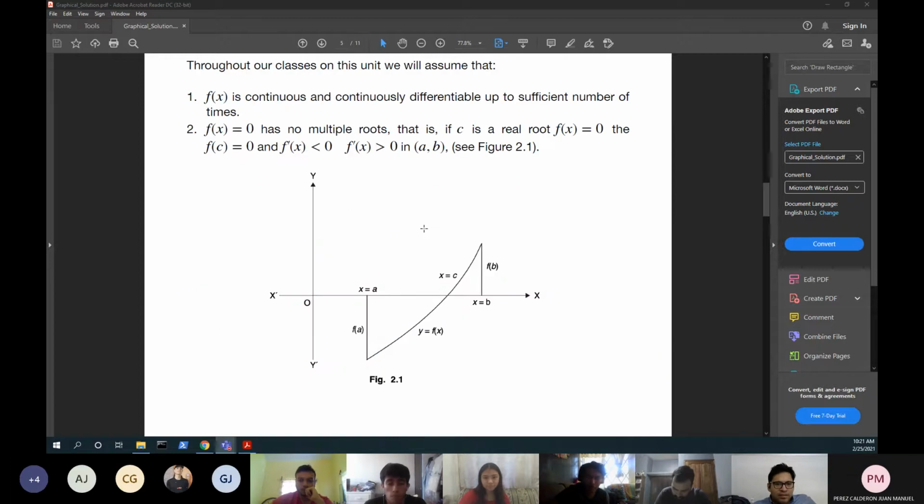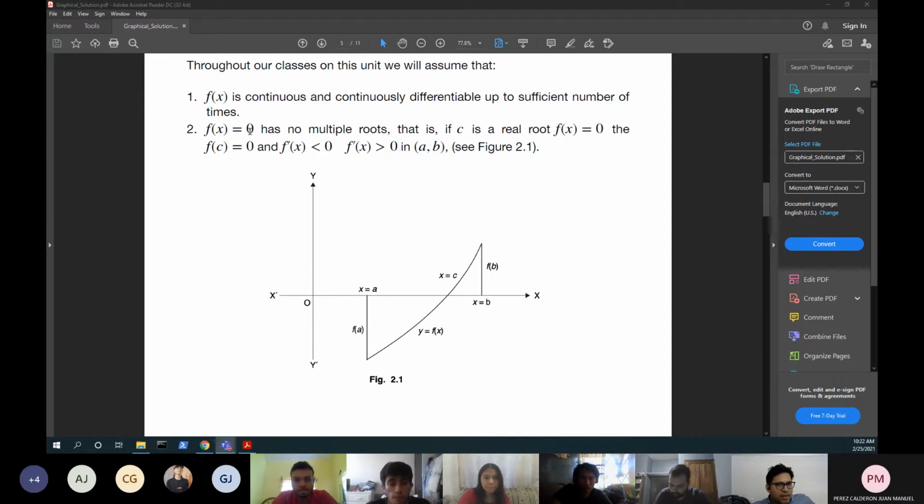Okay, so let's continue with this. Let's use this assumption here. We have also some other assumptions. First of all, we have to assume that f(x) is continuous and continuously differentiable up to a sufficient number of times. So one of the assumptions is that this is always continuous. There are no gaps in between. They are not cutting off the function. It's always continuous in the interval [a, b]. This is very important.